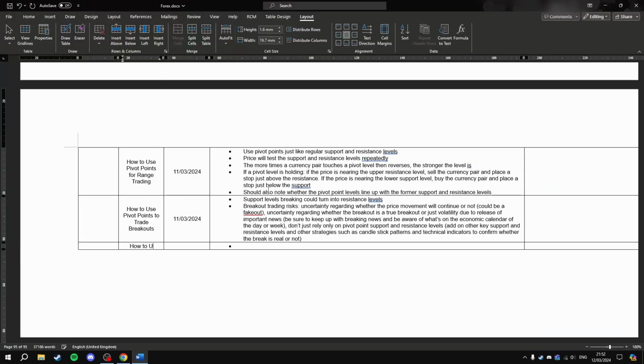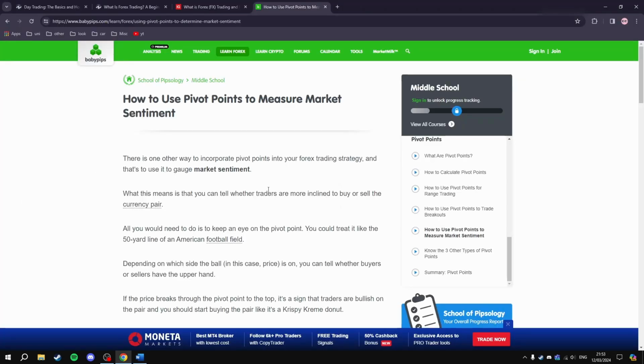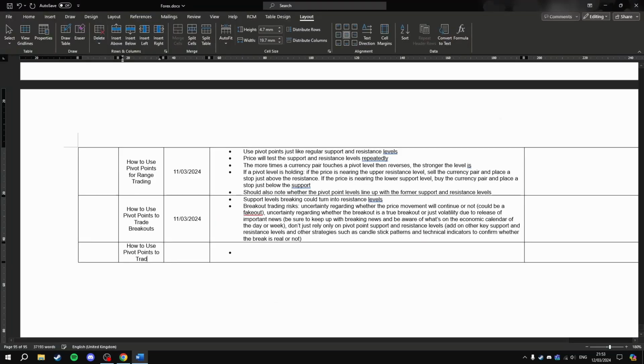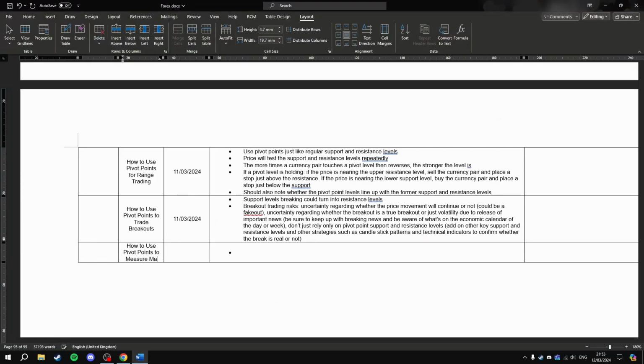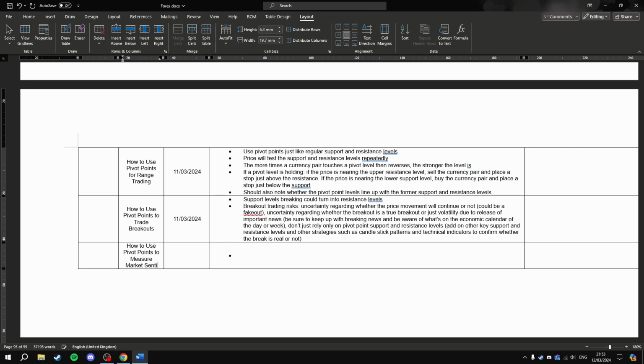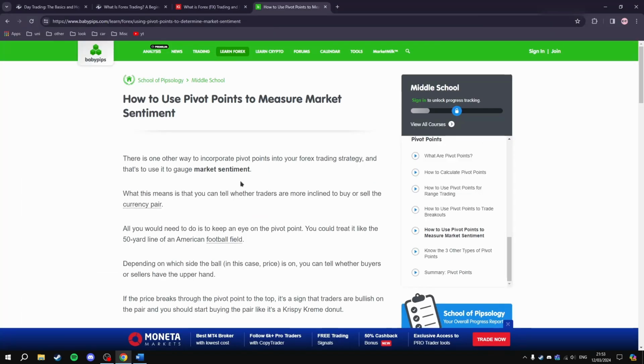How to use pivot points to trade. Oh no, to measure market sentiment. 12/03/2024. Right. How to use pivot points to measure market sentiment.